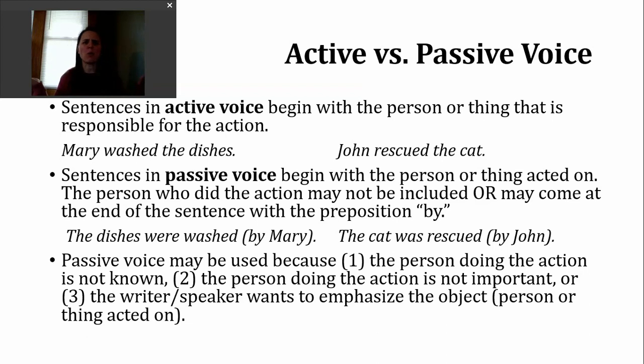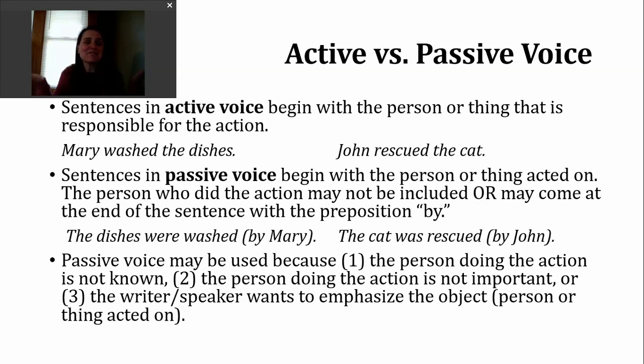You might be wondering, why do we have these different voices or different ways of structuring sentences? And there are several different reasons. We're just going to start with 3 today, and we'll kind of expand on this as the week goes along. But the first reason that we might use passive voice is because we don't know the person who did the action. So we can't specify or identify the exact person doing the action.